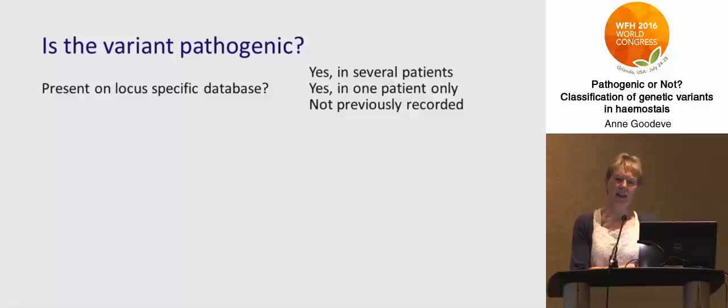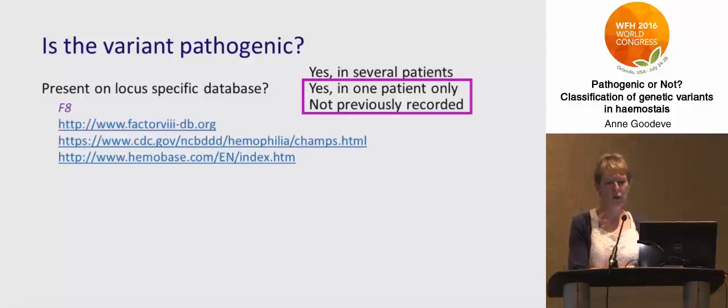So we can look on the locus-specific databases to see possibly the variants present in several patients. A variant in one patient only, or not previously recorded, wouldn't really help us. So we would hope to see it in a good number of individuals. And we can use a number of databases.